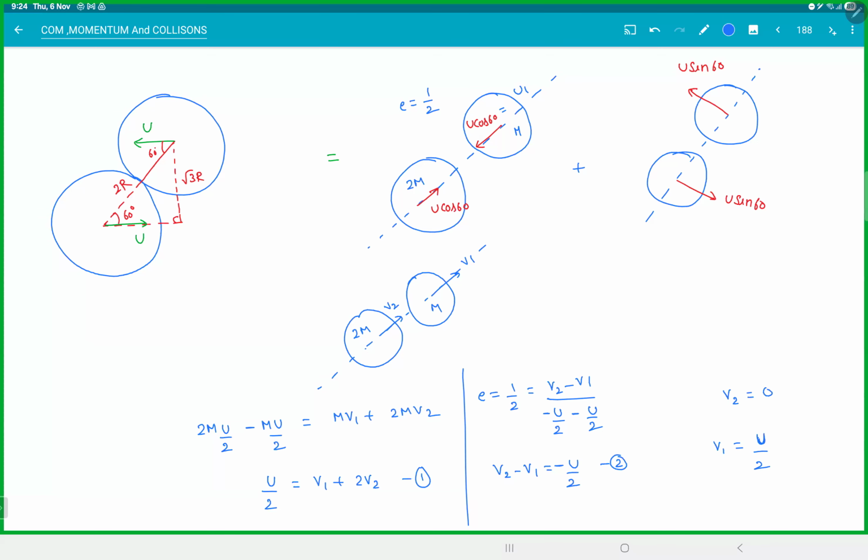Clear? The reason why I got a doubt, you know why? I'm getting V1 is negative. Means, see, after collision, this ball is going this way and this ball is coming back again. That doesn't make sense, na? The ball should have gone ahead actually. So that is how I know the answer was wrong.